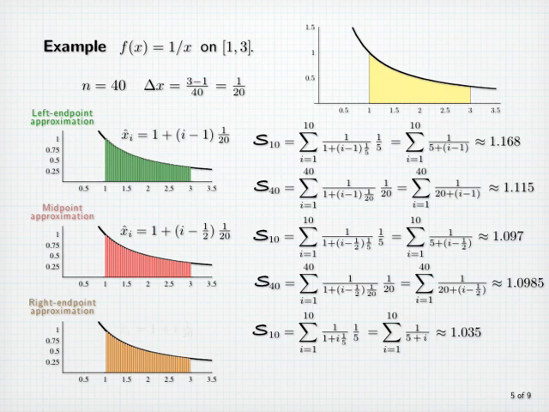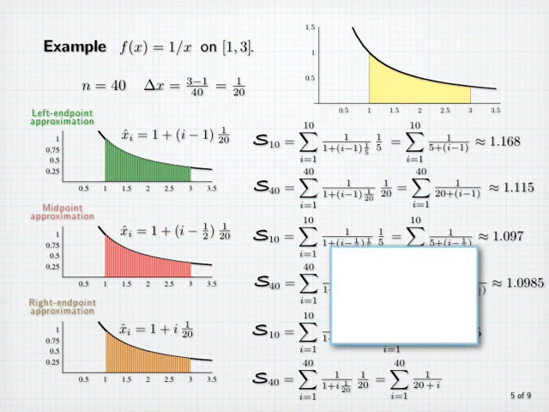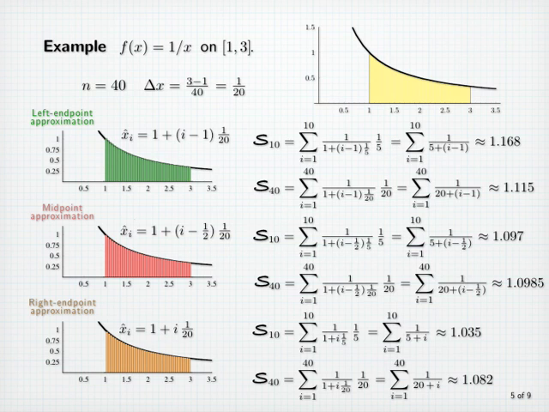Finally, the right endpoint approximation with n equals 40 involves x hat sub i equals 1 plus i times 1/20. Here's the corresponding sum, S sub 40. And again, we simplify a bit, go to the calculator to compute the sum, and we find that this S sub 40 is 1.082. In general, midpoint approximations give us better results.